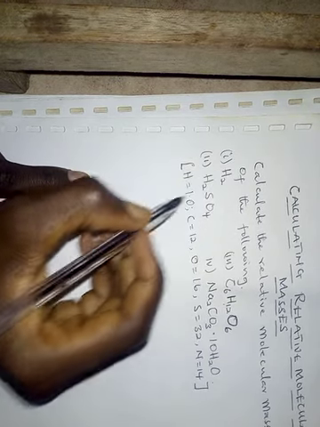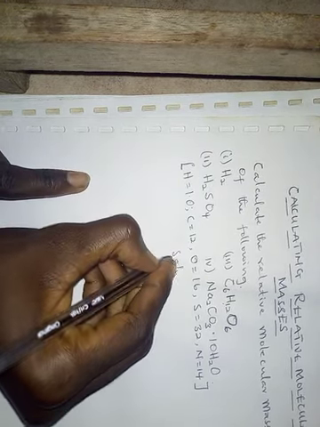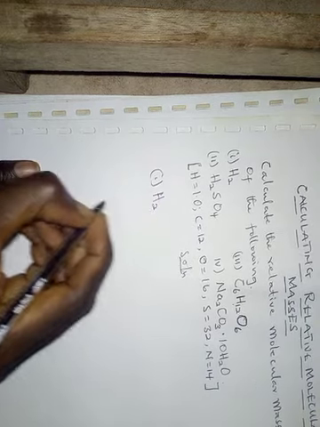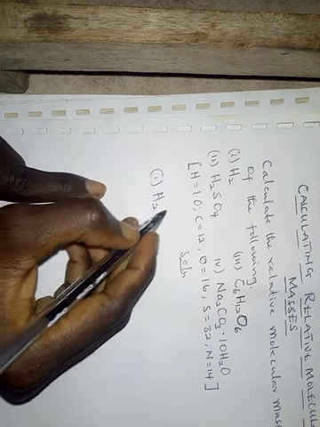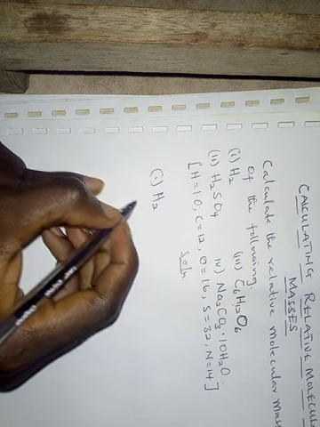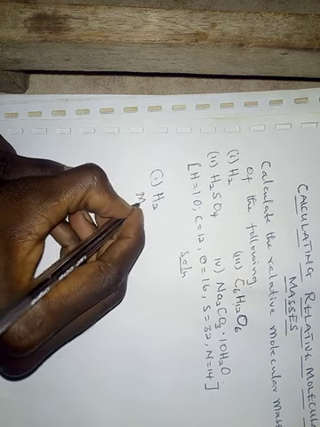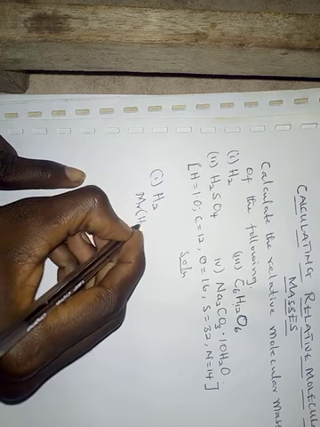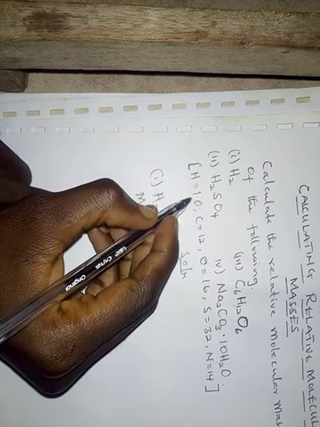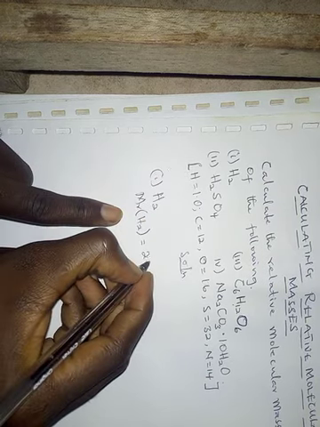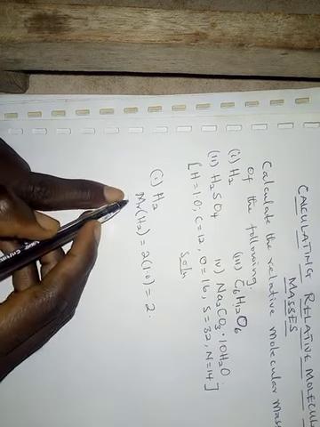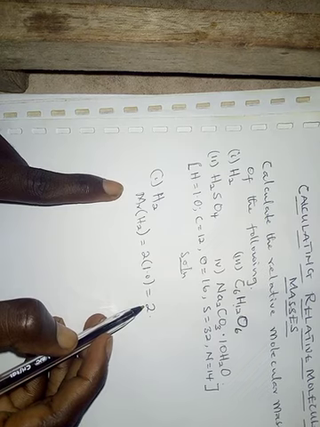So here we have hydrogen, H2, which has 2 atoms of hydrogen present. If we are to find the molecular mass of hydrogen, we multiply these 2 by the relative atomic mass, which is 2 times 1, and that gives us 2. So the relative molecular mass for hydrogen is 2.